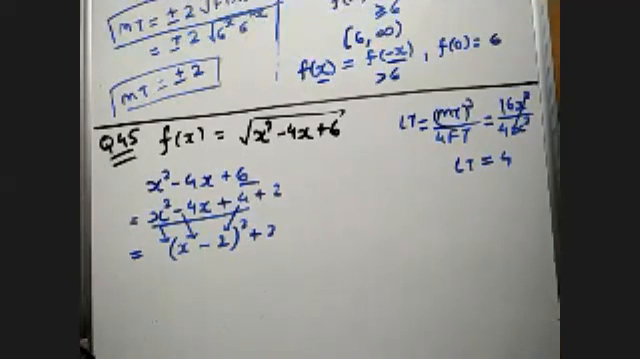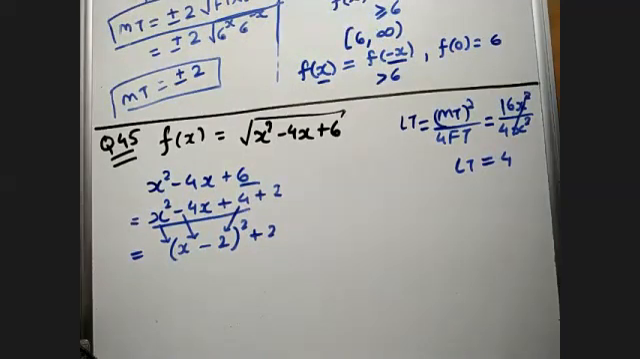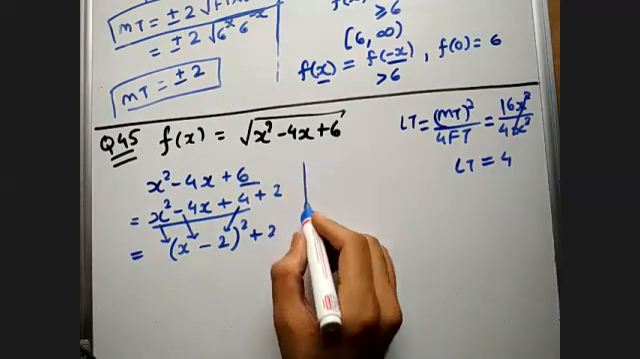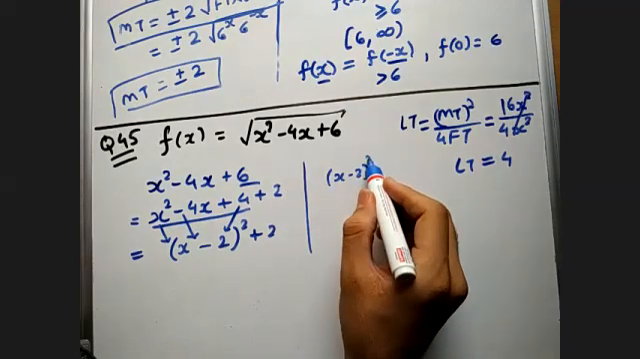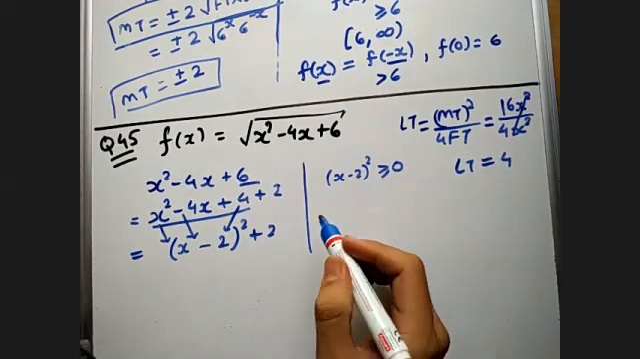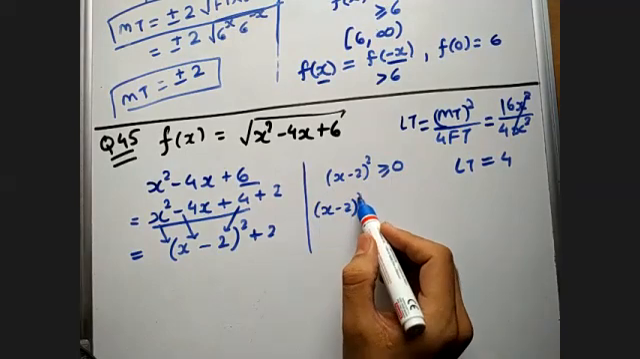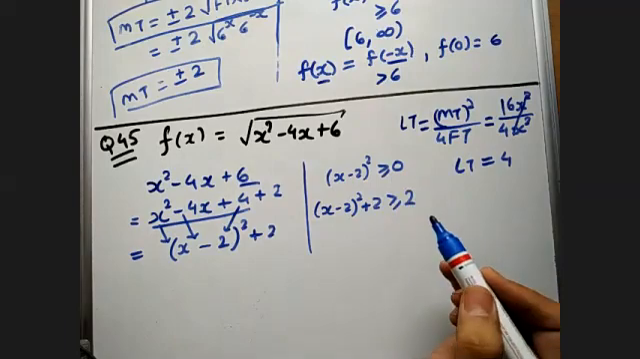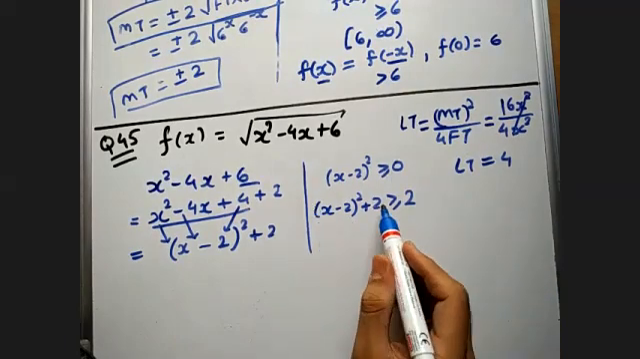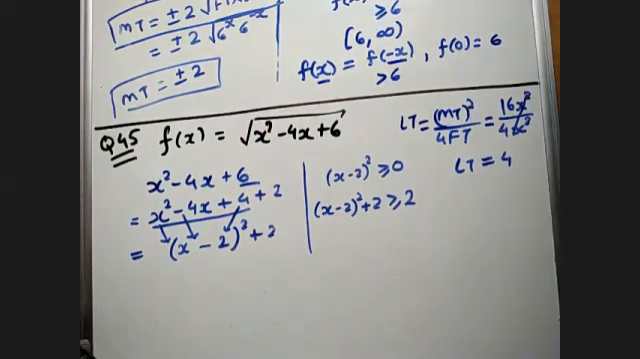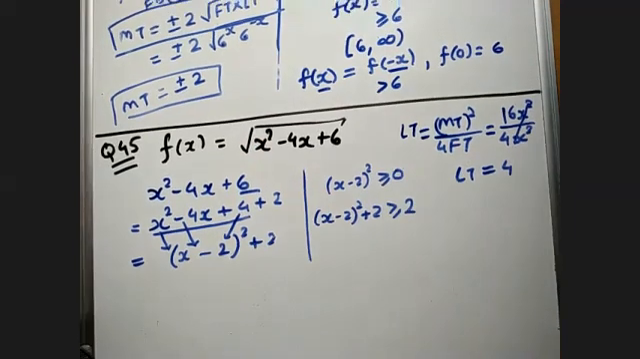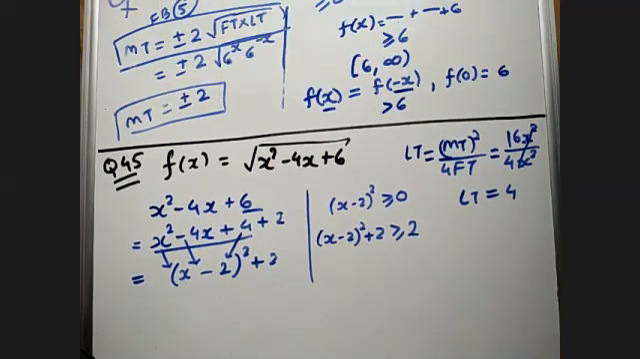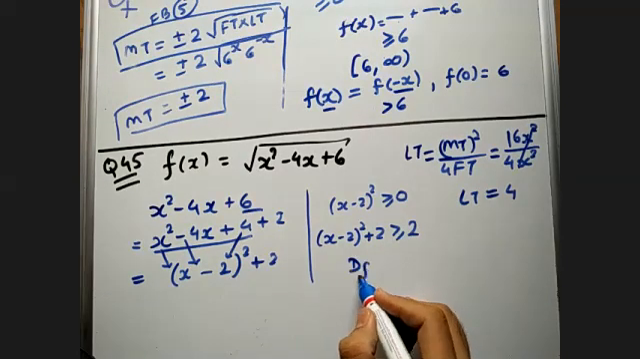Now it is clear to me that x minus 2 whole square is always greater than or equal to 0. So if x minus 2 whole square is always greater than or equal to 0, and I'm adding plus 2 to it, then x minus 2 whole square plus 2 is greater than or equal to 2. Right? So that means the expression whose square root I have to take will always be positive for all values of x, even greater than 2. So if it is already greater than 2 for all values of x, then the domain can be anything. In its domain, you can take any value of x. So here the domain of f is R.